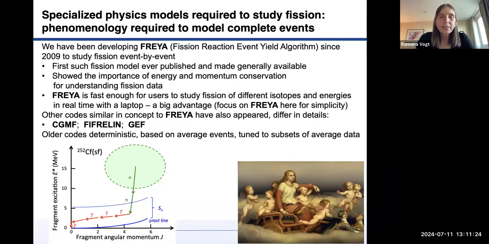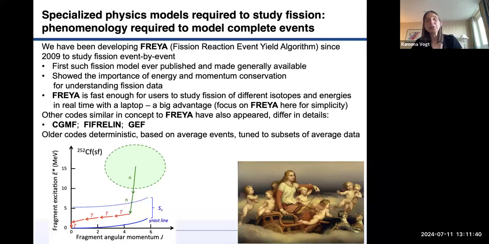So FRIA is fast enough to use on a laptop. You can run 1 million events and not even have time to pour a cup of coffee. So it's a big advantage.